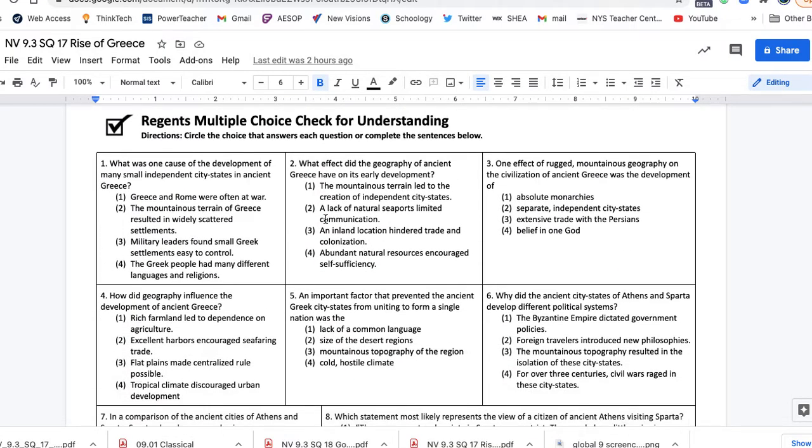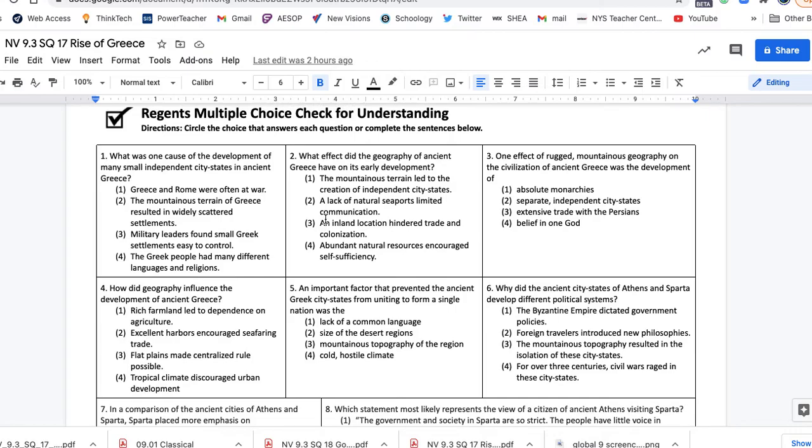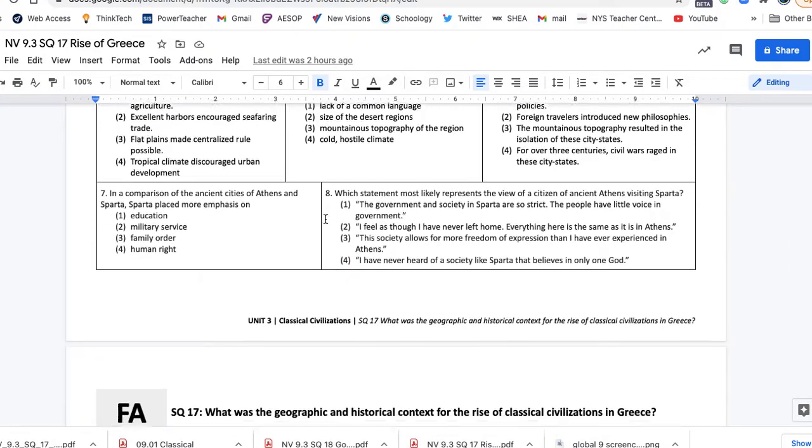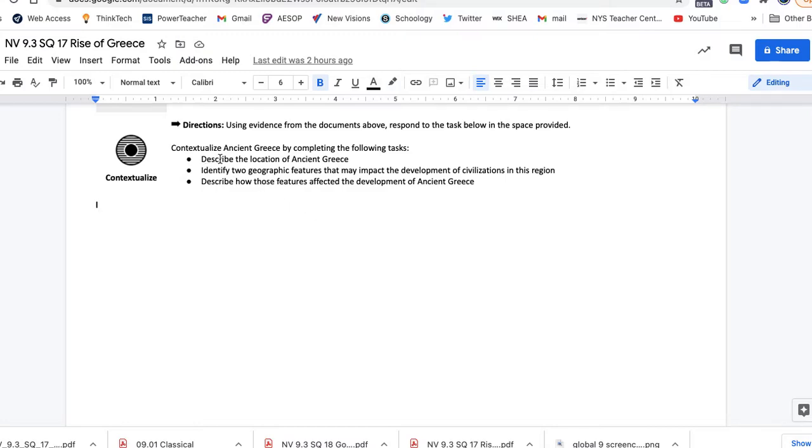Here are some sample questions, actually from the Regents New York State type questions, fairly straightforward. But if you could answer these 8 questions, that means you've understood fairly well in these primary sources. Next, your job is to contextualize ancient Greece by completing the task. First, describe the location. So we're definitely looking for something along the lines of being in the Mediterranean, being surrounded by mountains, having many islands. And here are the 2 geographic features, okay?